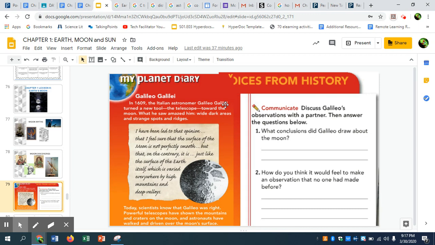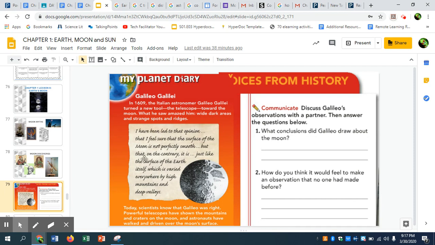Lots of different cultures played a role in all of our discoveries in science. So anyway, he used his telescope and he saw something that really amazed him. He saw these wide, dark areas and strange spots and ridges. And we're going to talk about today exactly what those dark areas and ridges are called.